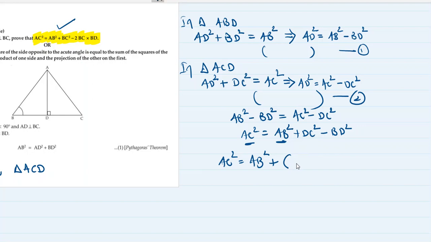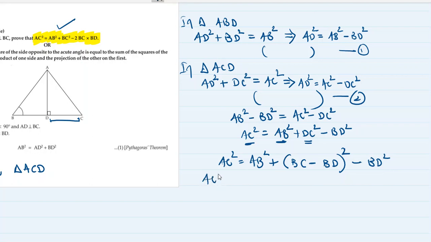I will write DC as BC minus BD, the whole square. You see DC over here? What is DC? BC minus BD. So in the place of DC, I wrote BC minus BD the whole square, because it was eventually DC square. So I need to square the whole thing, minus BD square.